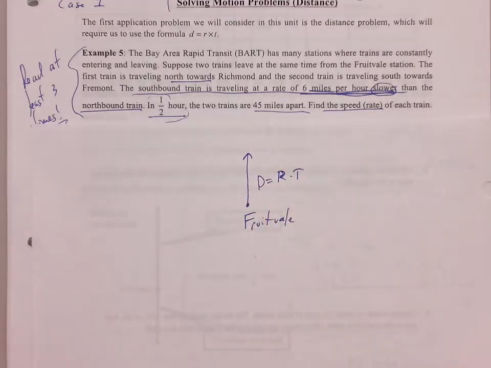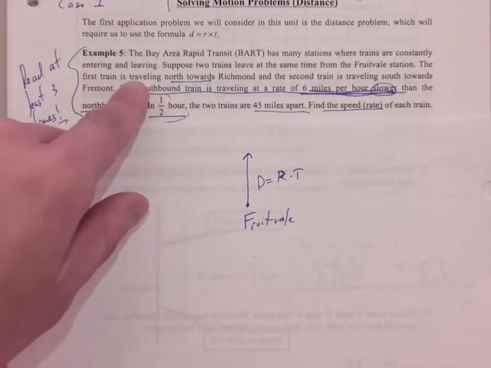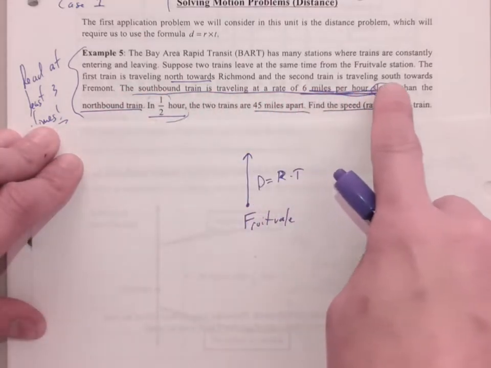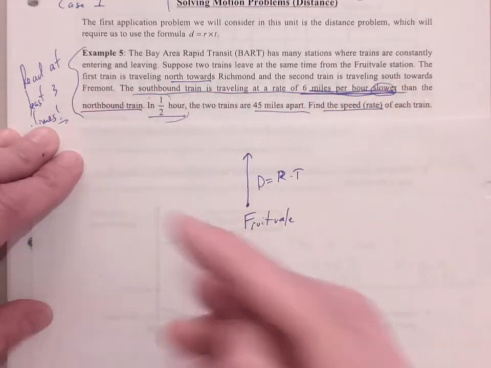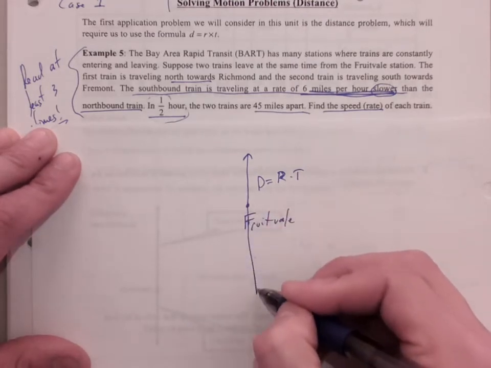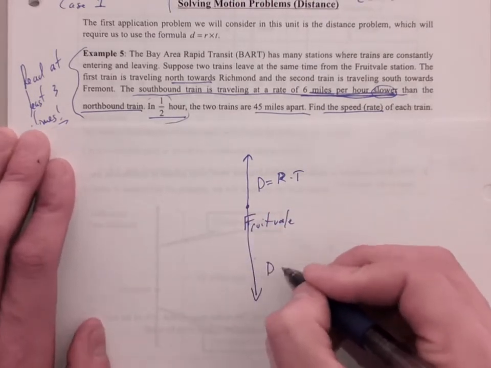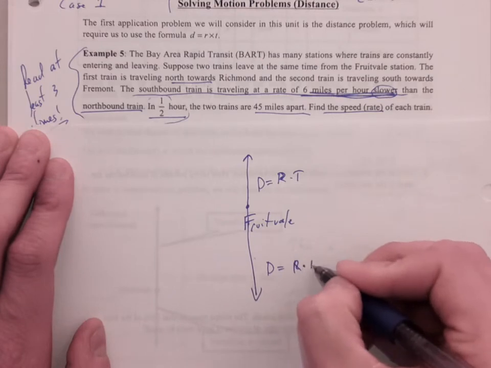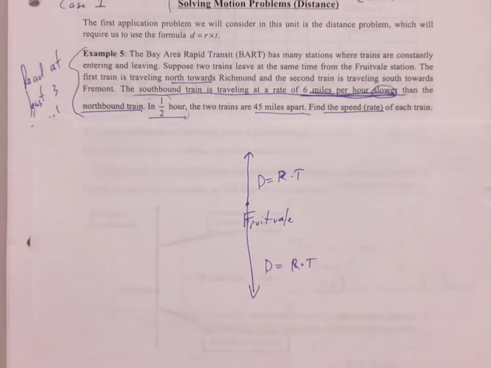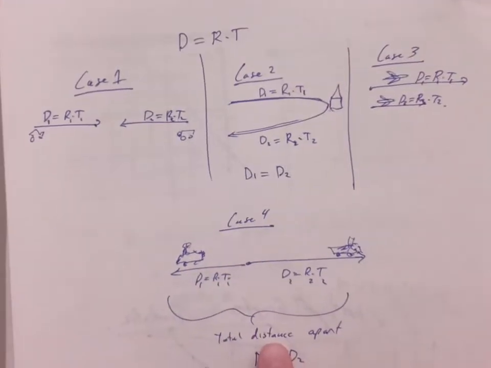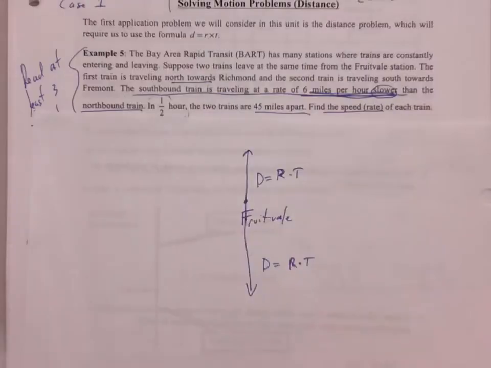Now I'm just going to put it there. The second train is traveling south towards Fremont, so it's going to go south here. And this path gets its own D equals RT again. So it looks like we have the case where they're going away from each other.